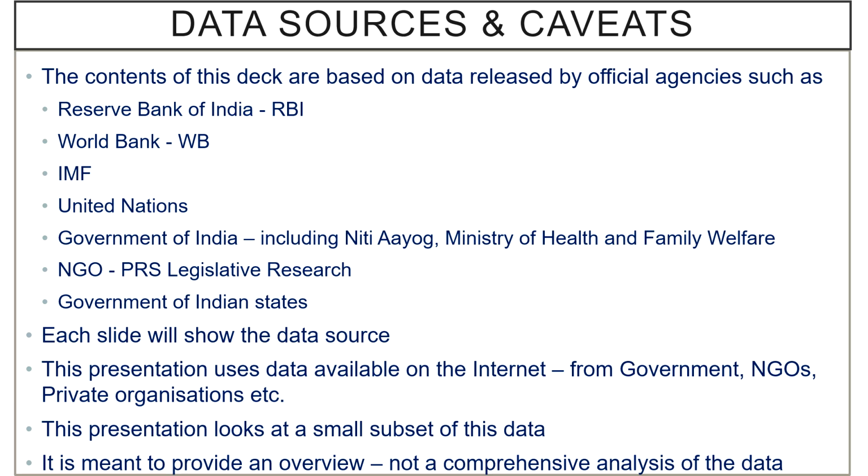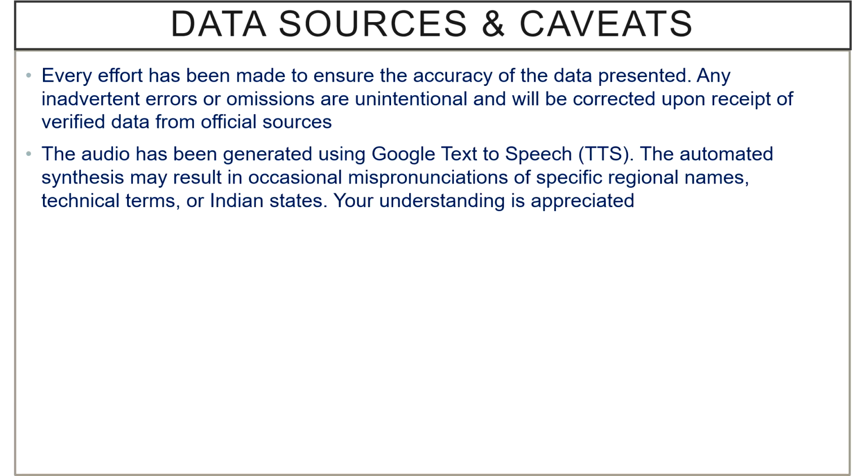There is a vast amount of data available on the internet, from government, NGOs, private organizations, etc. This presentation looks at a small subset of this data. It is meant to provide an overview, not a comprehensive analysis of the data. Every effort has been made to ensure the accuracy of the data presented. Any inadvertent errors or omissions are unintentional and will be corrected upon receipt of verified data from official sources.